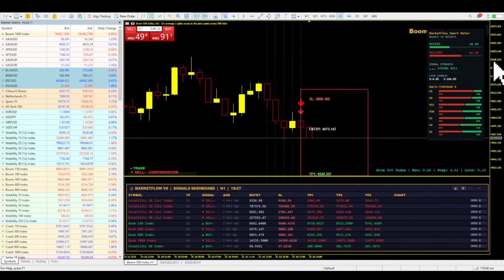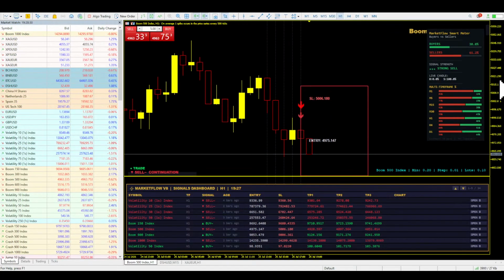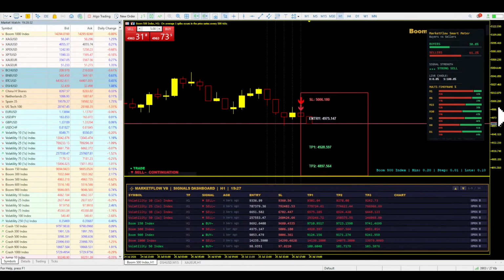TP1, TP2, TP3, and we can see on the buyers and sellers meter that the sellers have more control of the market. You guys can see that they're clearly dominating the market with 61% sellers over buyers. So that means that there's an imbalance in the market and we are going down.